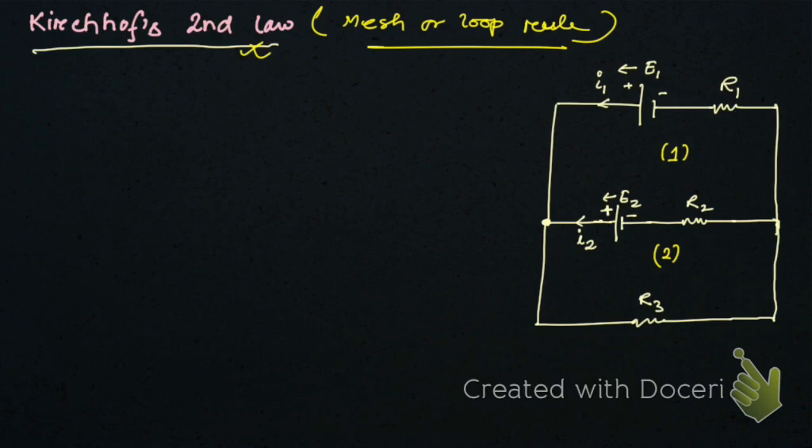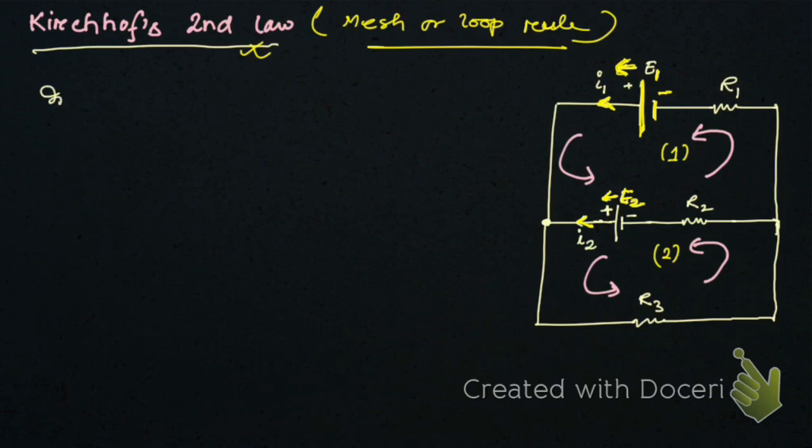Here you see in the first mesh we have two cells. This is with EMF E1, this is the EMF E1, and here we have E2, EMF E2, and current flows from positive to negative, right? In this direction current will flow. This is the direction of I1 current and this is the direction of I2 current. Let me choose the path here in anti-clockwise direction. So here also let me take that anti-clockwise direction, right? So this is the anti-clockwise direction.